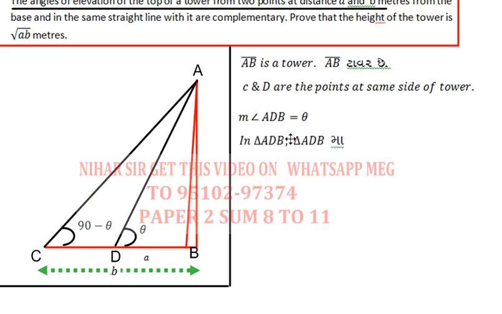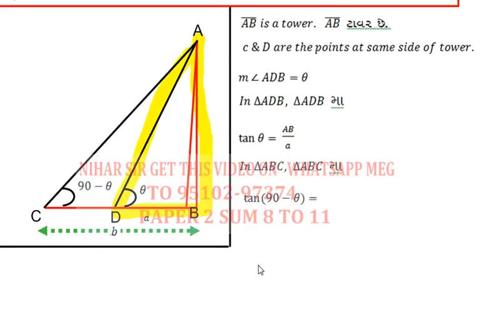So ADB is theta. In triangle ADB I am taking tan theta. In triangle ADB, I am talking about this triangle. So tan theta is equal to AB upon A. Why A? Distance BD is A. Okay, now tan 90 minus theta is AB upon BC, if I am taking this triangle.